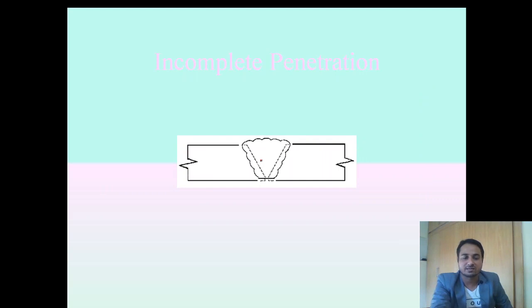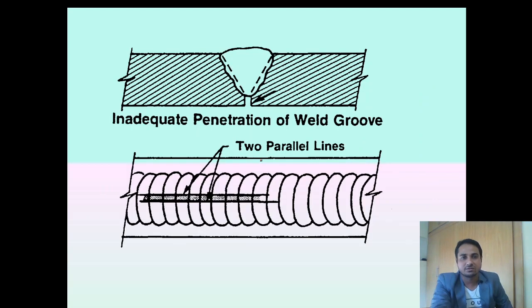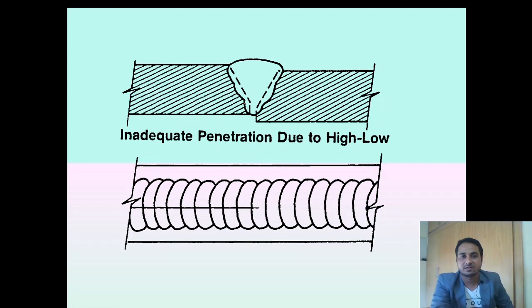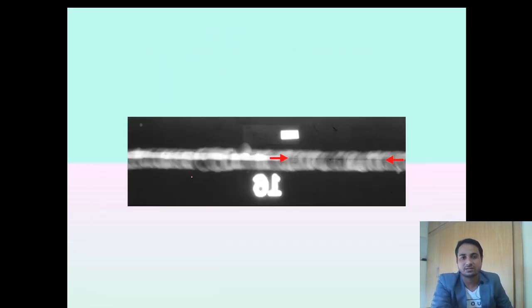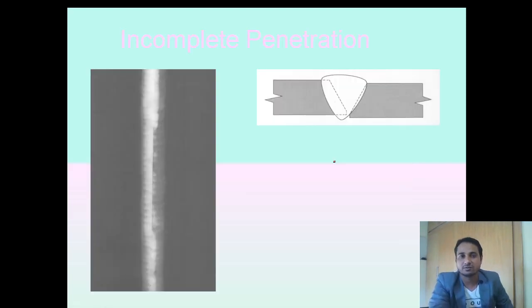Then incomplete penetration we have seen earlier also. So inadequate penetration, here it is not penetrated properly. So this area remains unfused, and we can get a center line like this. This is incomplete penetration. Like this you can see in plates. Here this is also incomplete penetration, means the weld joint has very little root gap.